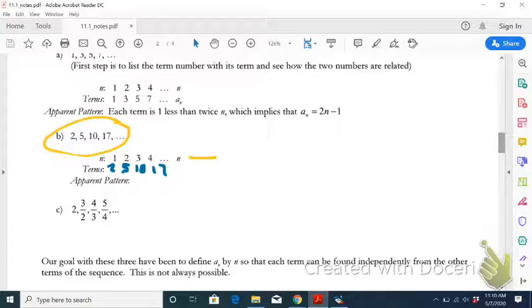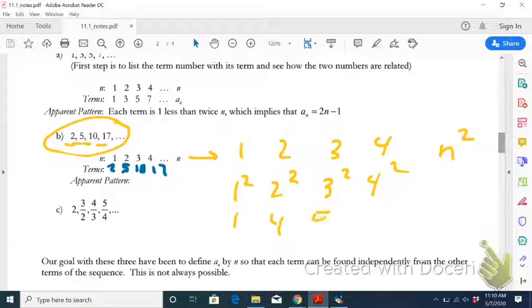Now if you look at these terms, they're all 1 less than a perfect square, right? So if we take the nth terms, like 1, 2, 3, 4, and then n squared: 1 squared, 2 squared, 3 squared, 4 squared gives us 1, which is 1 less than 2, 4, which is 1 less than 5, 9, which is 1 less than 10, and 16, which is 1 less than 17. Okay, so we would just take those squares and then just add 1 to it. And if you add 1 to it, you get the terms of our sequence. So the nth term formula would be n squared plus 1.